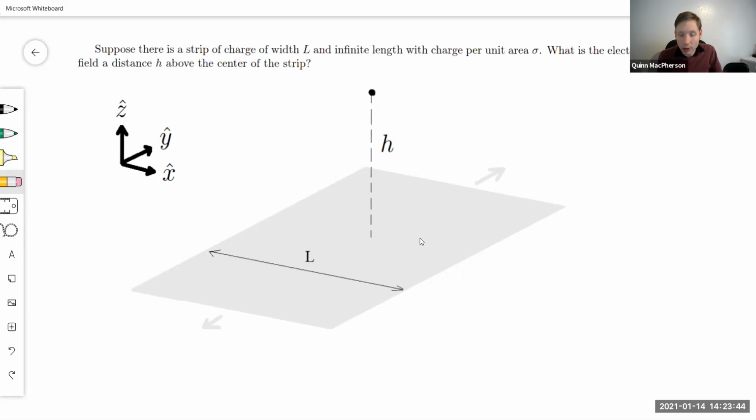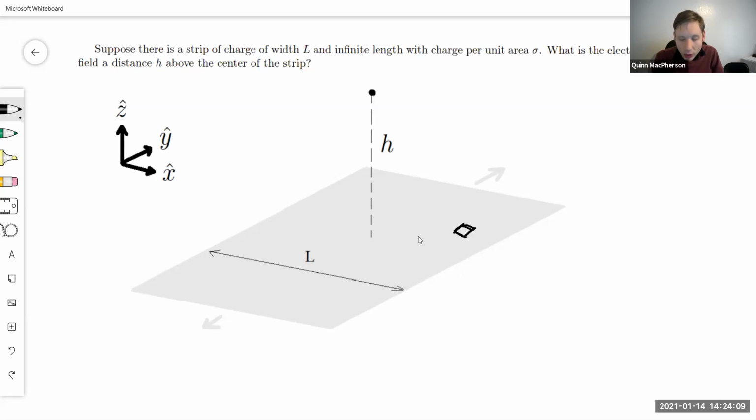Let's see, how are we going to start this problem? Well, the approach, and this is the approach for nearly all problems where you have some configuration of charge and you want to find the electric field at some point: you divide up your charge into a bunch of little differential elements. Then you add up the field from each of those differential elements.